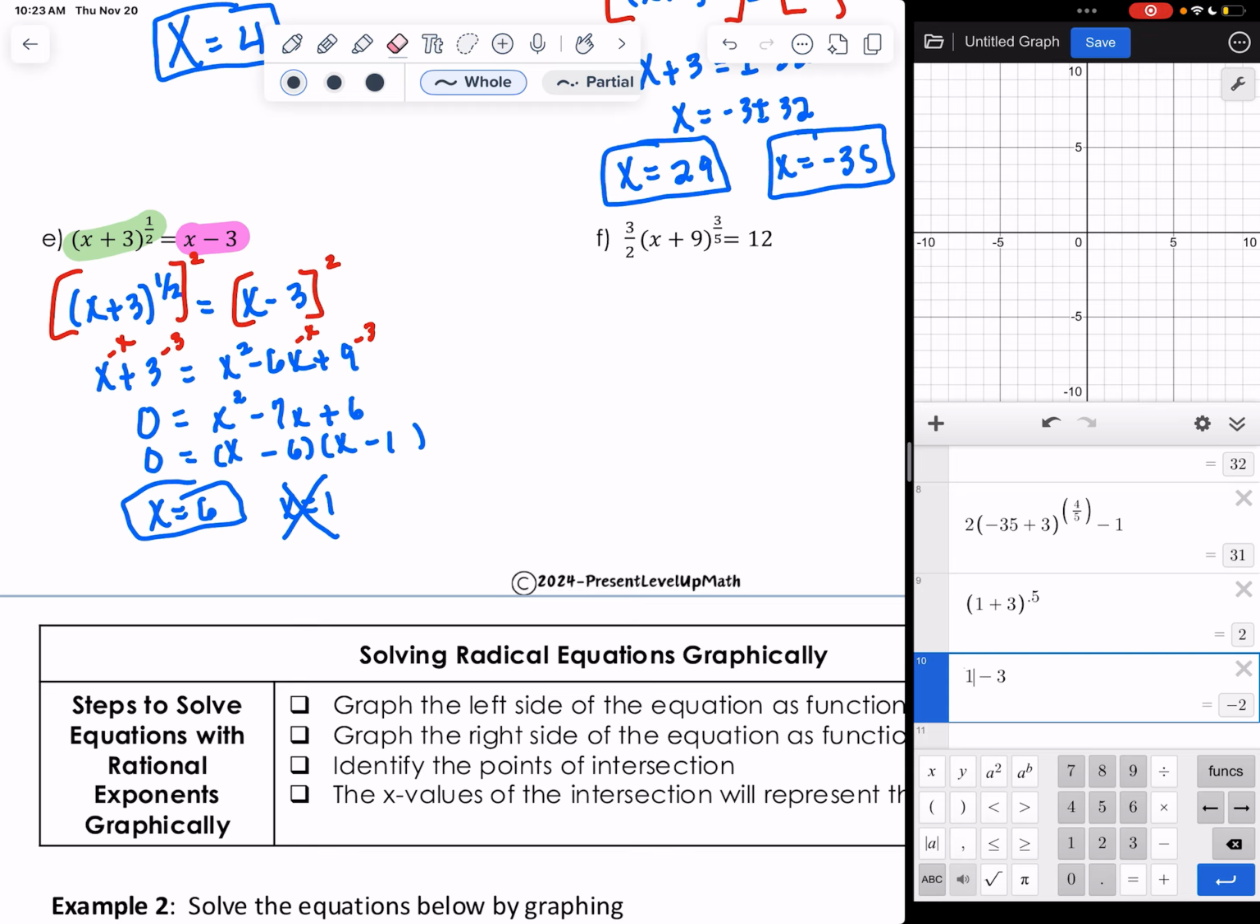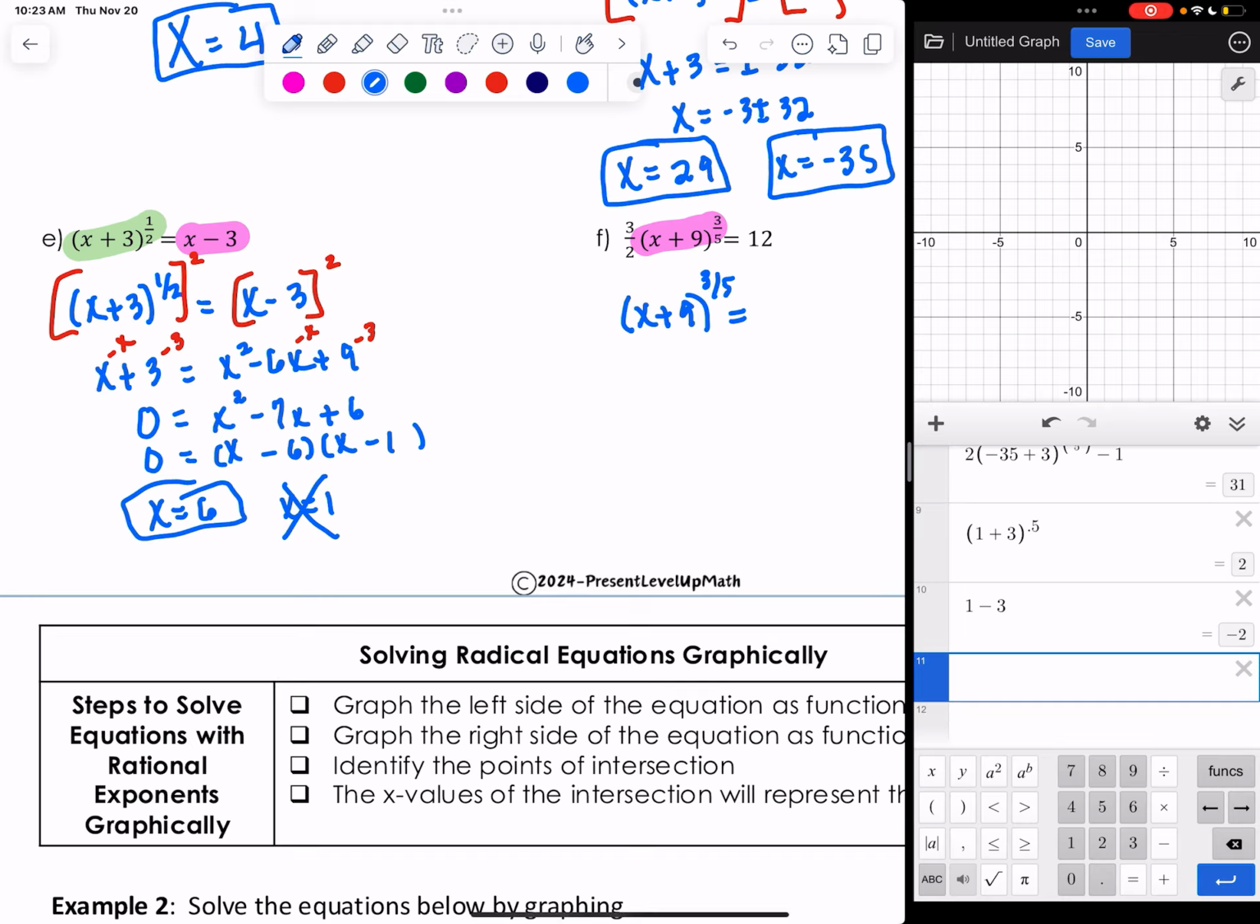We have 3 over 2 times the quantity (x plus 9) to the 3/5 power is equal to 12. Now, I want to isolate just this expression. So I need to get rid of this 3 over 2. So I'm going to divide both sides of this equation by 3 over 2. So (x plus 9) to the 3 over 5 power equals, I want to take 12 and divide it by 3 over 2. And that gives me 8. So (x plus 9) to the 3/5 power is equal to 8.